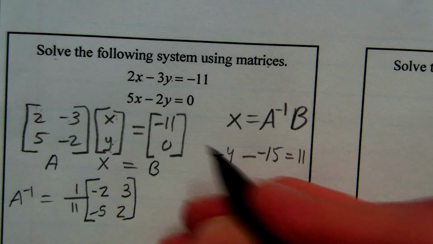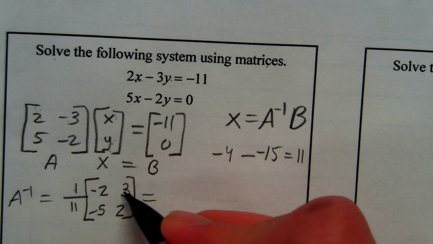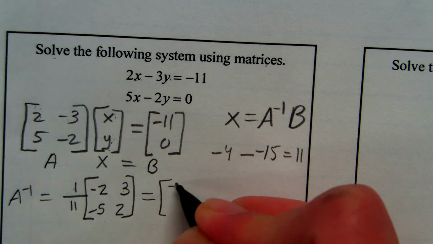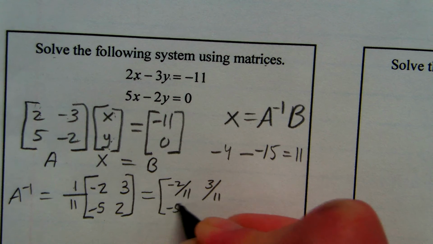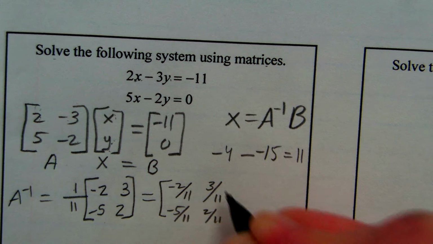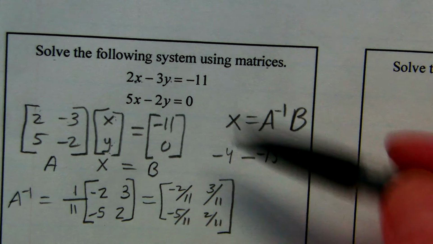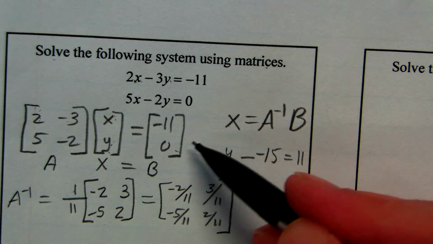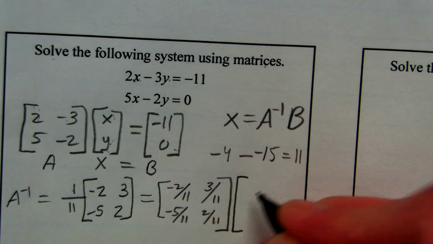And then you distribute the 1/11th. So basically, since it's 1, each of these numbers just becomes the numerator of the fraction with 11 on the bottom. So I'm going to get negative 2/11ths, 3/11ths, negative 5/11ths, and 2/11ths. So that's the inverse of A. And then what I need to do is multiply that by negative 11, 0. So for the sake of space, I'm just going to take this and write it over here because I'm running out of room.